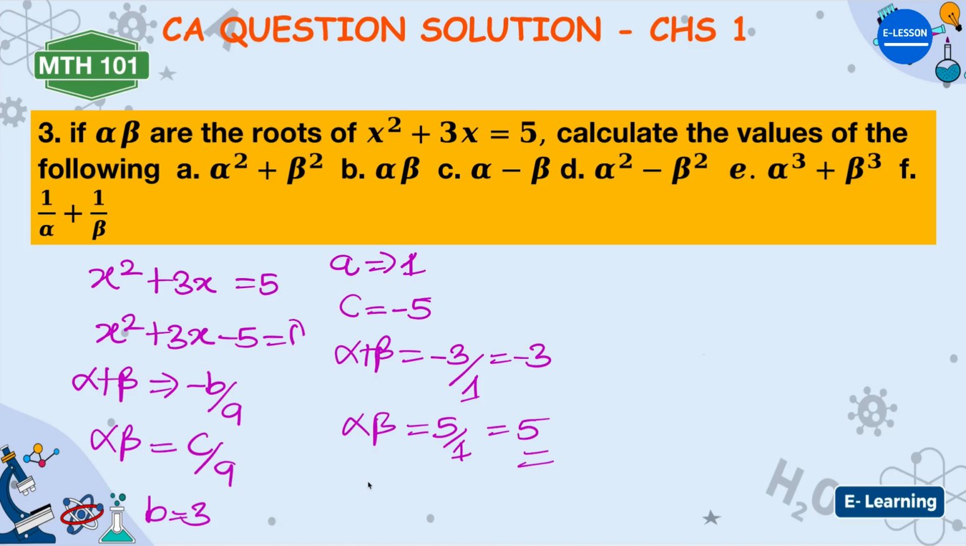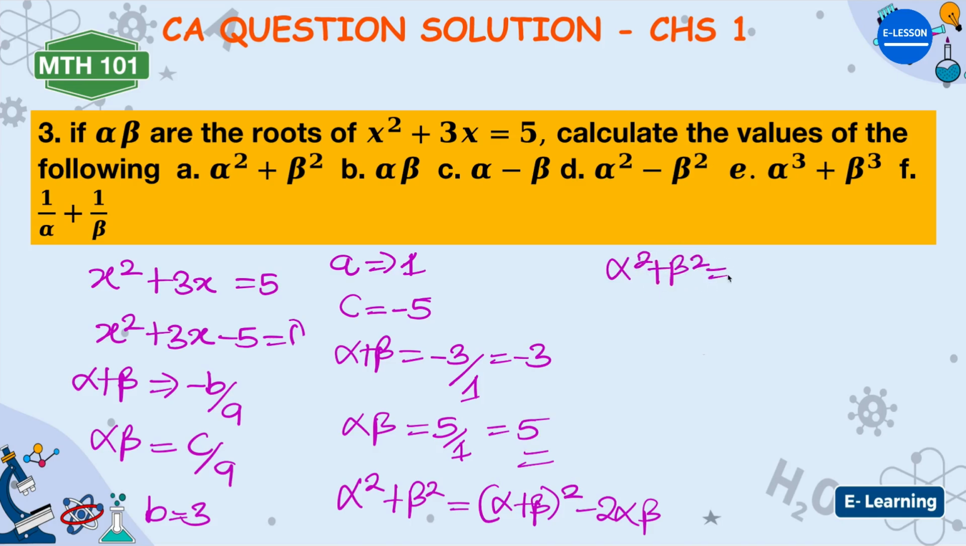Is that okay? So like I said, the first one says alpha squared plus beta squared. There's a branch that says that alpha squared plus beta squared is alpha plus beta squared minus 2 alpha beta. It's something that you'll be taught, and we can actually prove it, but if I should do that now, the video will be too long. So just write it this way. Now, my dear students, alpha squared plus beta squared will be equal to, what is our alpha plus beta? We said alpha plus beta is minus 3. So this will give us minus 3 squared minus 2 brackets alpha beta is 5.